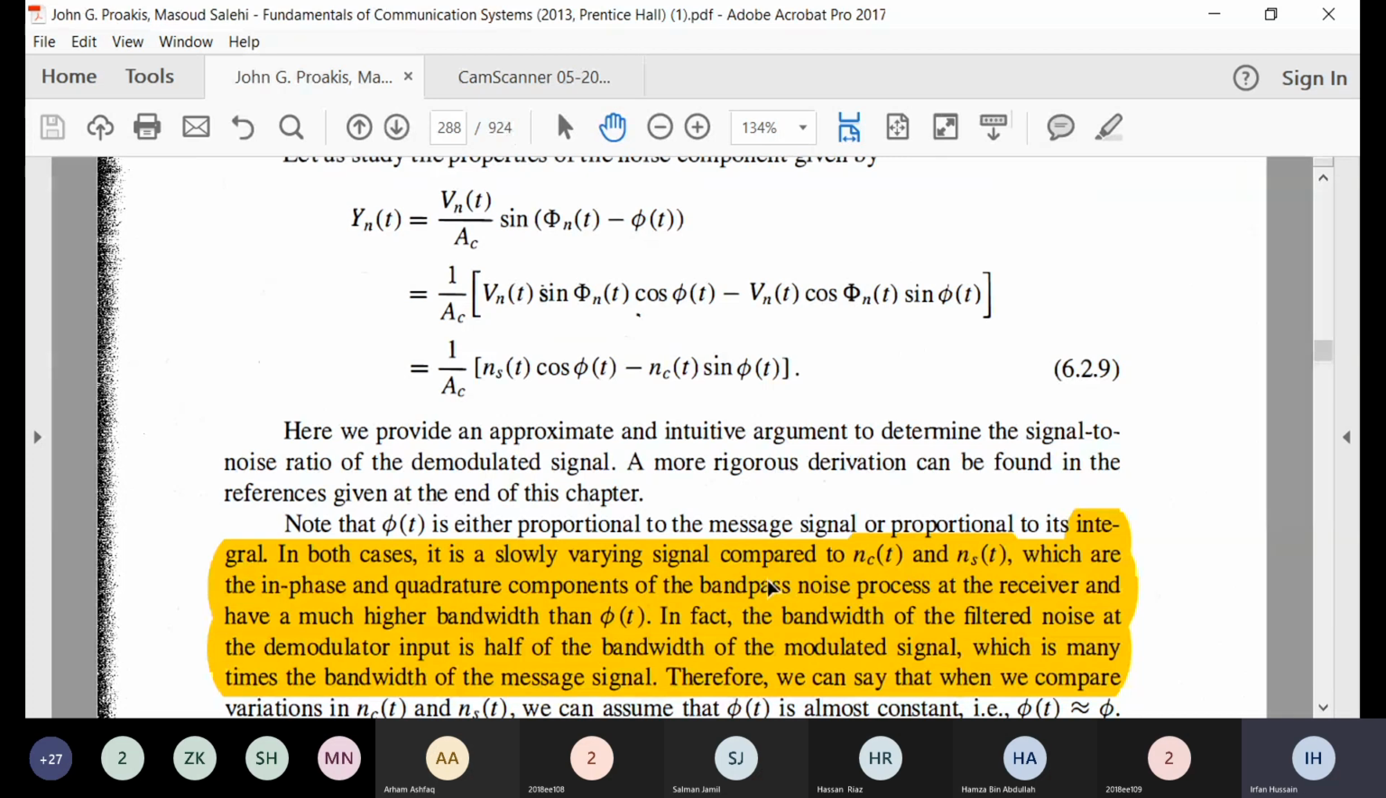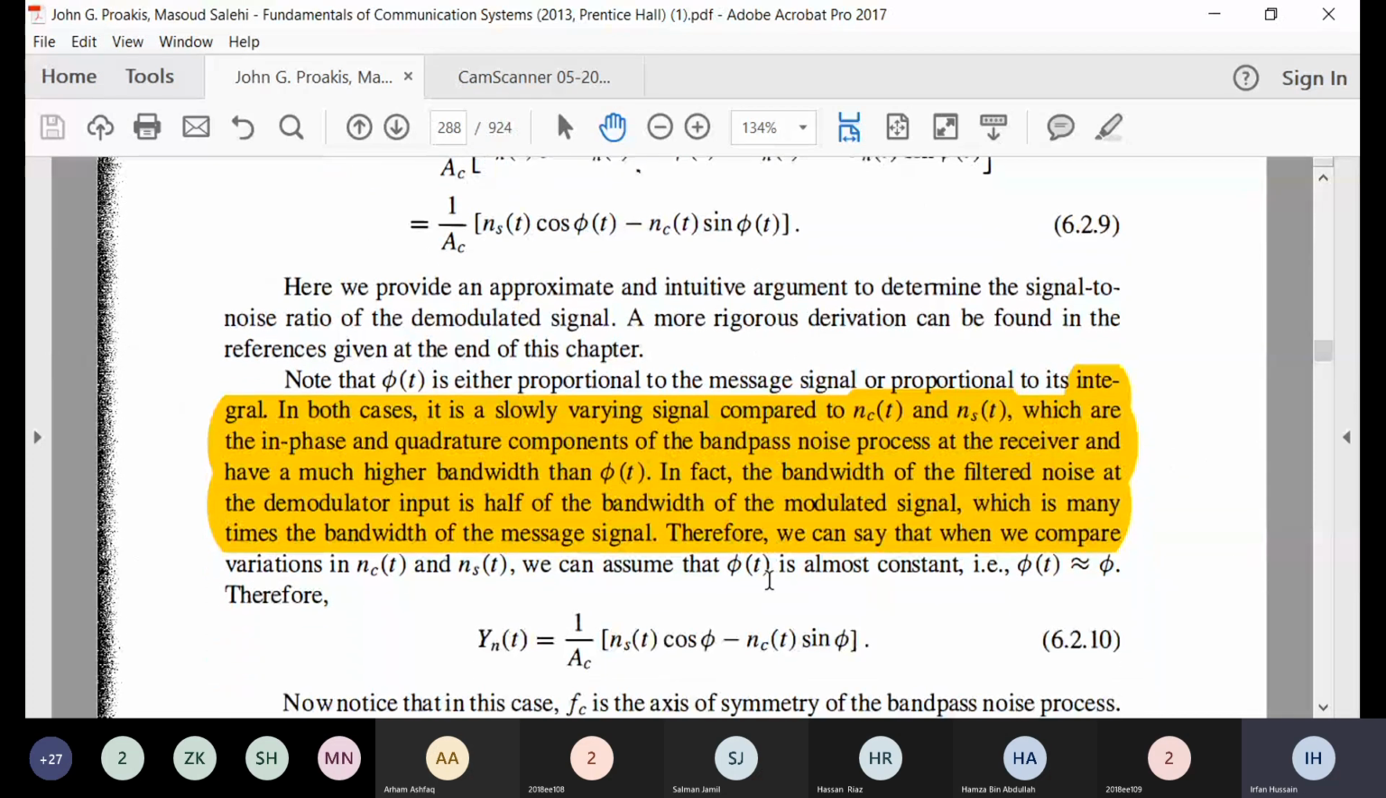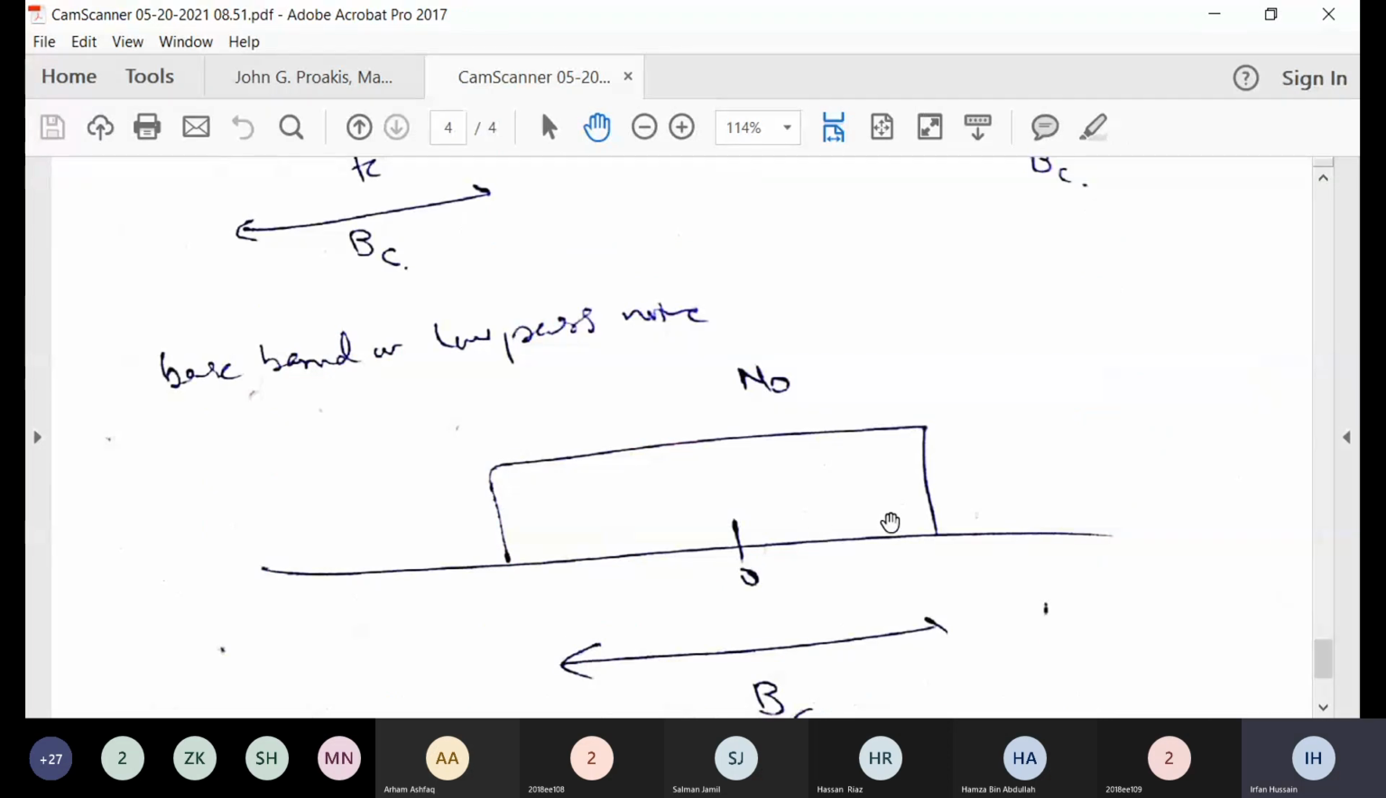ठीक है, अब देखिए यहाँ पे वो क्या कह रहा है। Let us try to understand this thing. So it is saying that NC and NS, we know they are slowly varying signals. They are low pass, but what is phi t? Phi t is the message, it has a bandwidth of just W. But NC and NS, this is the NC and NS spectrum, its bandwidth is BC over 2. And you know, BC over 2 is still much greater than W. It is 12W, 6W. All right.